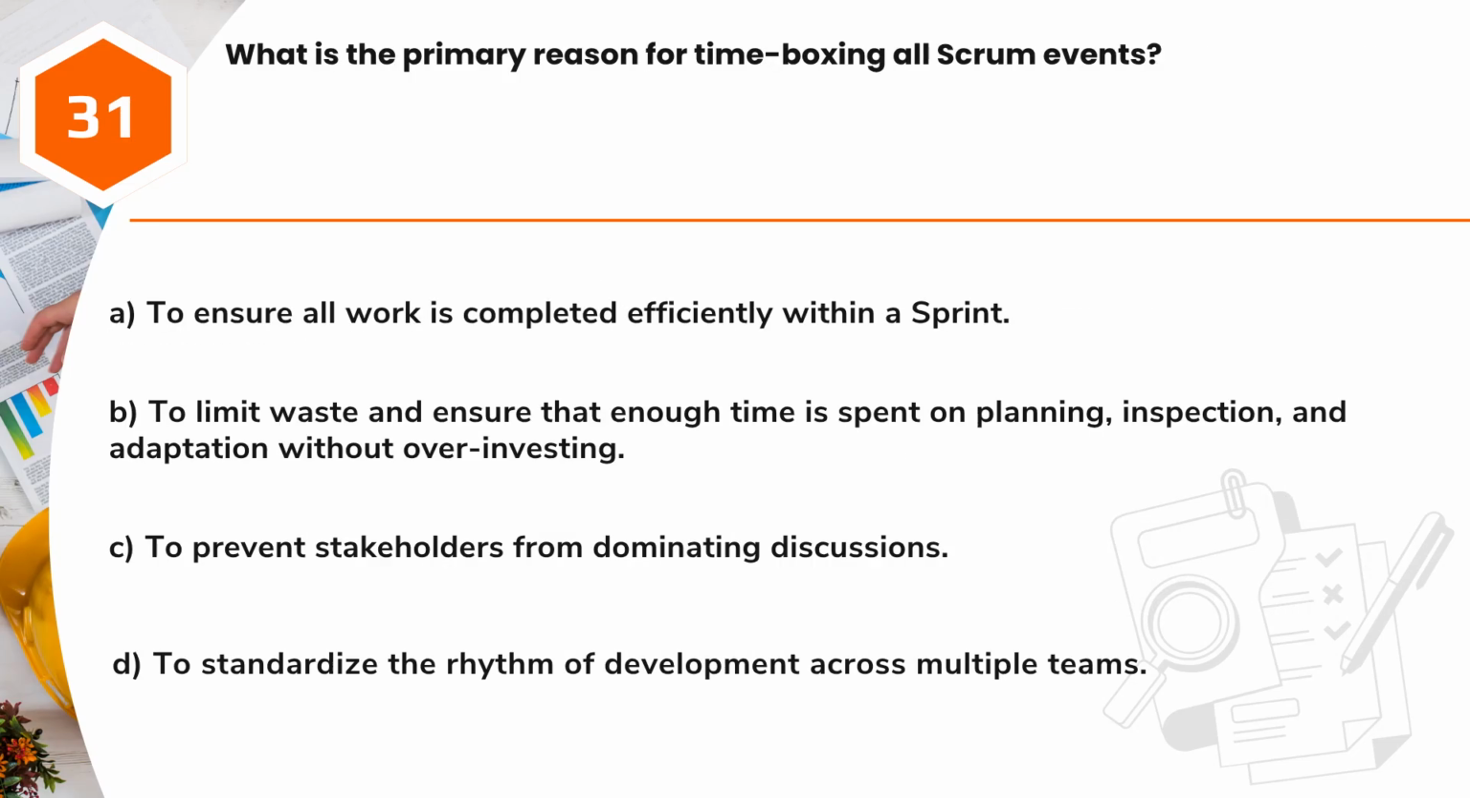Question 31. What is the primary reason for timeboxing all Scrum events? A. To ensure all work is completed efficiently within a sprint. B. To limit waste and ensure that enough time is spent on planning, inspection, and adaptation without overinvesting. C. To prevent stakeholders from dominating discussions. D. To standardize the rhythm of development across multiple teams.